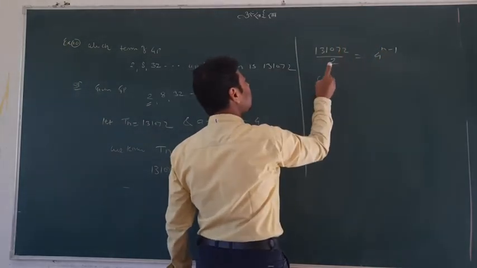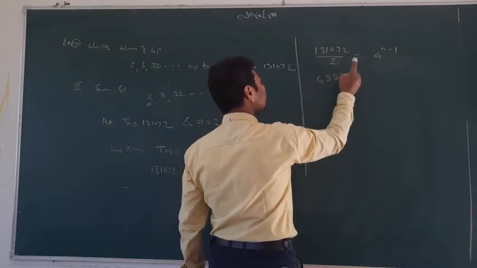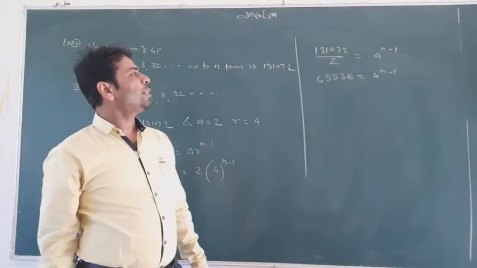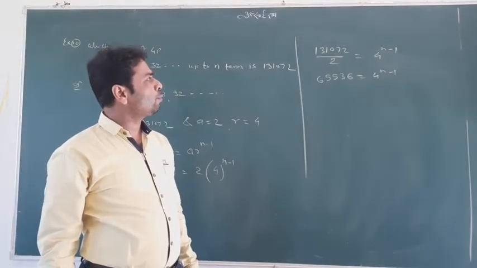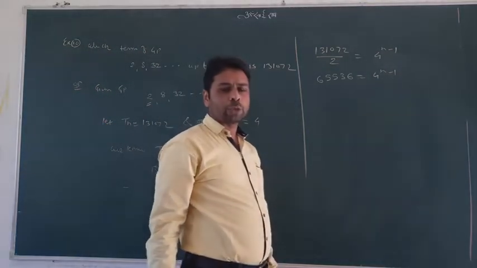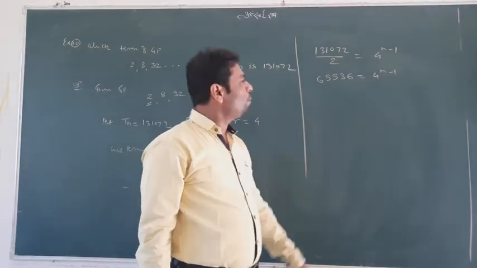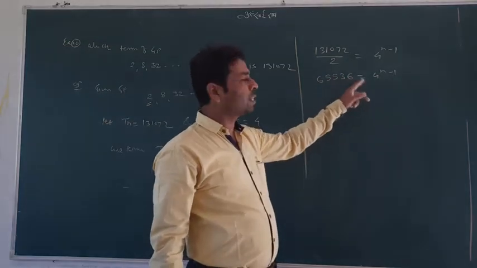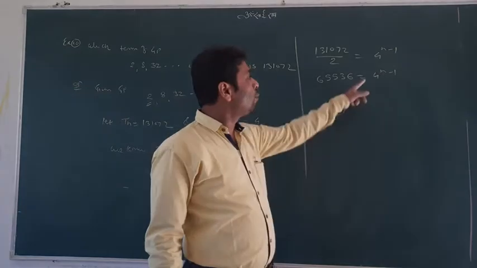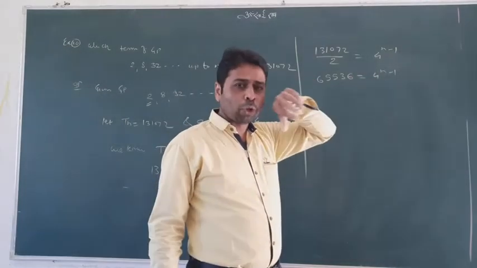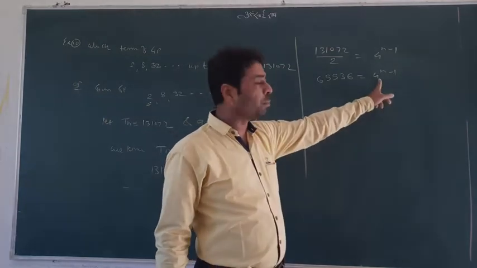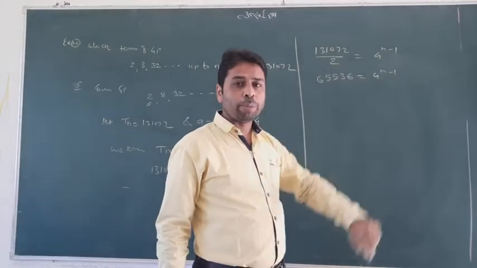I'll cancel. 2 6 is 12, 2 5 are 10, 2 5 are 10, 2 3 are 6, 2 6 are 12. So 65536 equals 4^(n-1). One can understand now the 65536. We will change this by the factorization method as 4 to the power something. Or you can change it to 2 to the power something, because 4 can also be written as 2 squared, whole power n - 1.